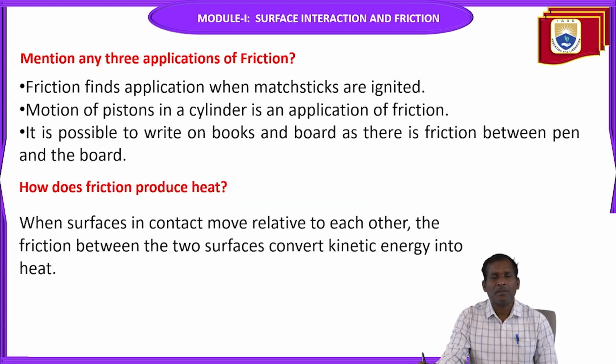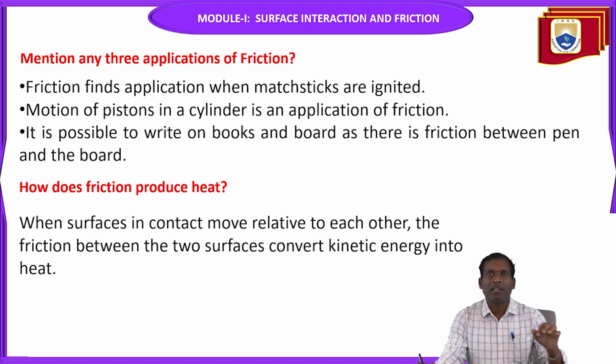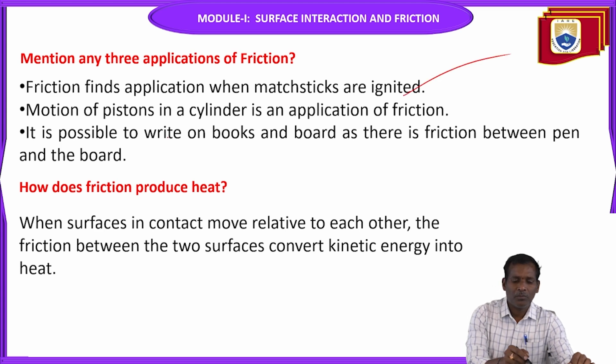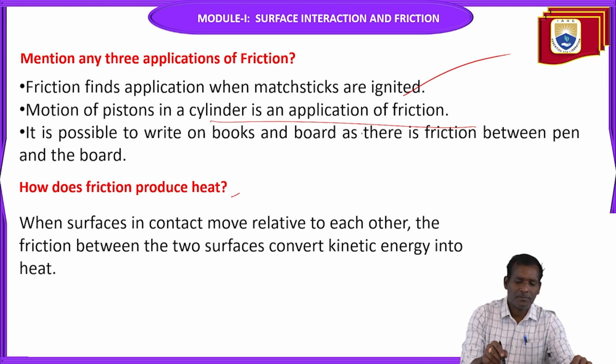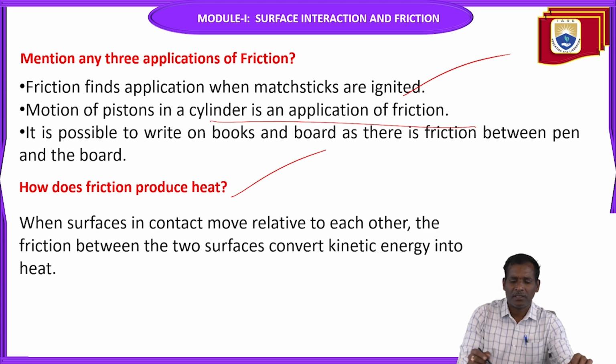Mention any 3 applications of friction. Friction finds application when matchsticks are ignited, and the motion of pistons in a cylinder is an application of friction. It is possible to write on books and boards as there is friction between the pen and the board. How does friction produce heat? When surfaces in contact move relative to each other, the friction between the two surfaces converts kinetic energy into heat.